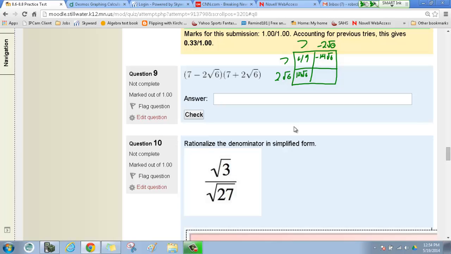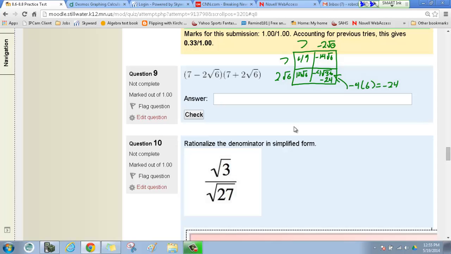Here's the biggest mistake that students make. We have 2 square root of 6 times negative 2 square root of 6. That's negative 4 square root of 36, not 6, okay? Now, what is this equal to? What's 4 times the square root of 36 equal to? Well, that's equal to negative 4 times 6. And negative 4 times 6 is really equal to negative 24. So this is really negative 24.